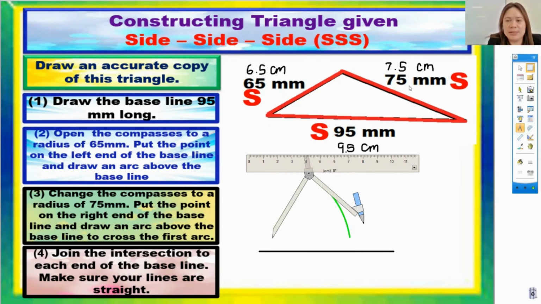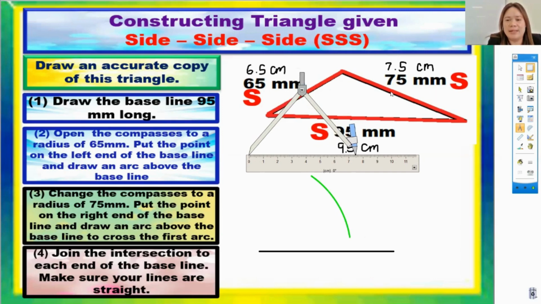But next, this is 75 mm, so we have to measure again with 75 because originally this is just 6.5. So this is 6.5, I have to make it 7.5. So 7.5 is here.